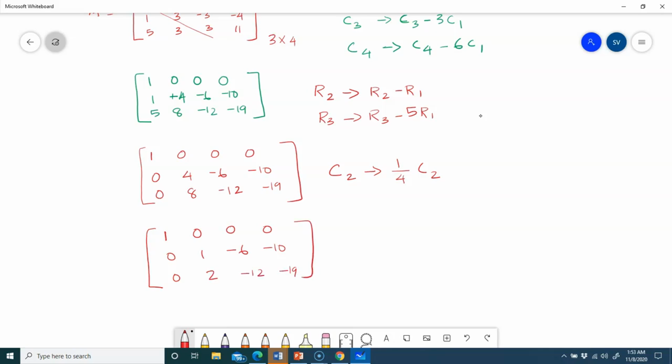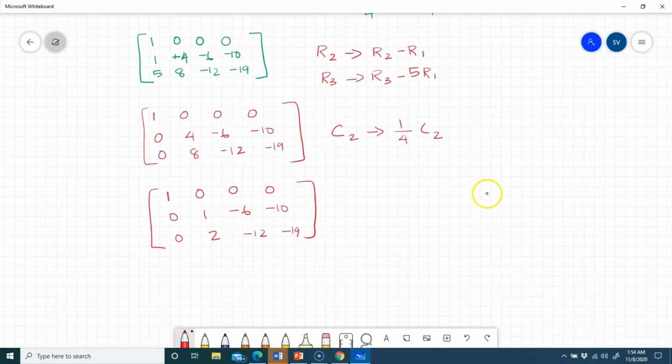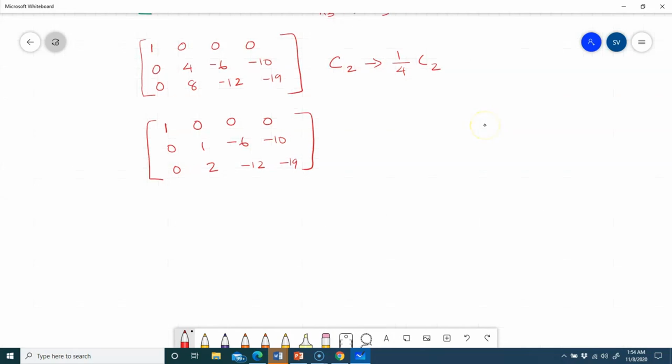Okay, so here again my objective is to make the main diagonal elements become units. In this matrix I'm going to perform a row operation. Row 3 will be row 3 minus 2 times row 1. Okay, so then what will happen? So my matrix will be like this.